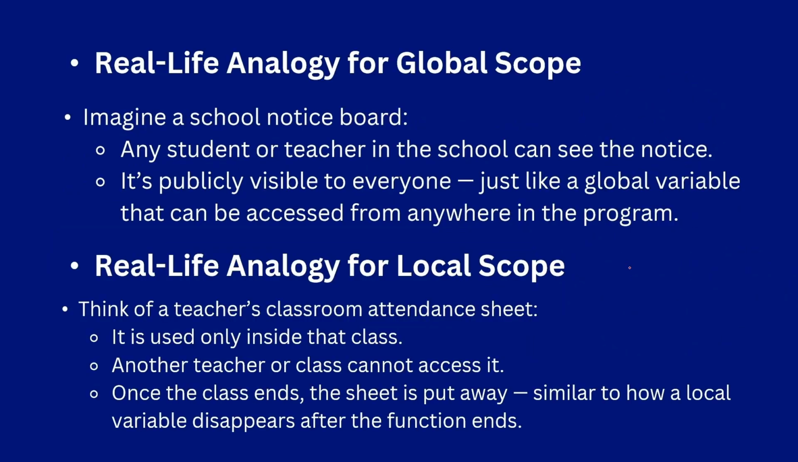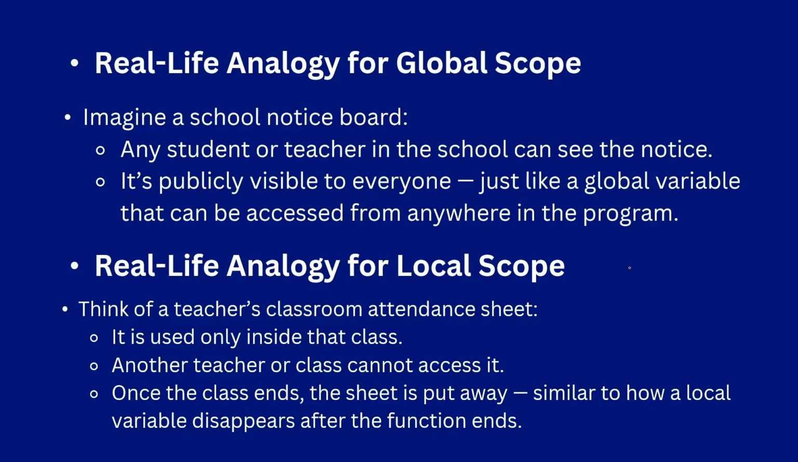In order to understand it in a better manner, we have a real life analogy for global scope and a real life analogy for local scope. In case of global scope, let us imagine a school with a school notice board. Any student or teacher in the school can see that notice board. It is publicly visible to everyone. It is just like a global variable that can be accessed from anywhere in the program.